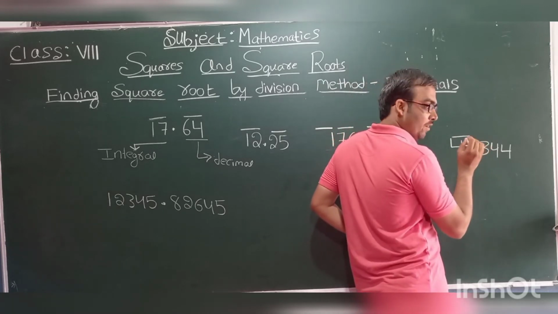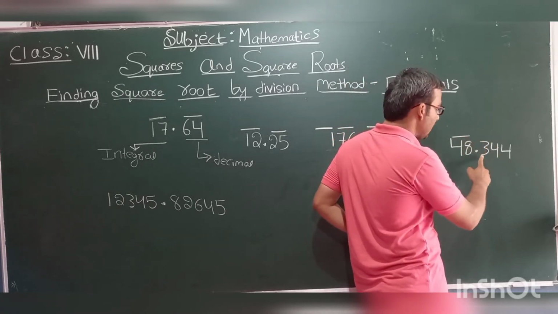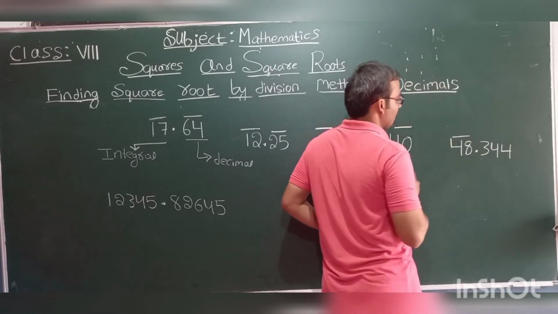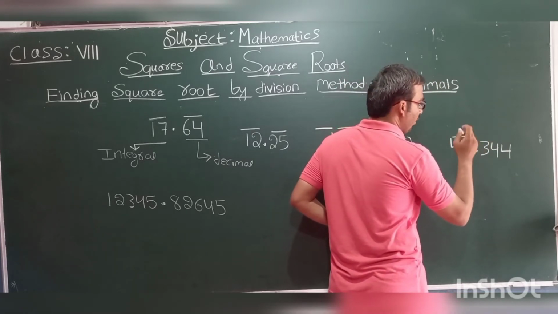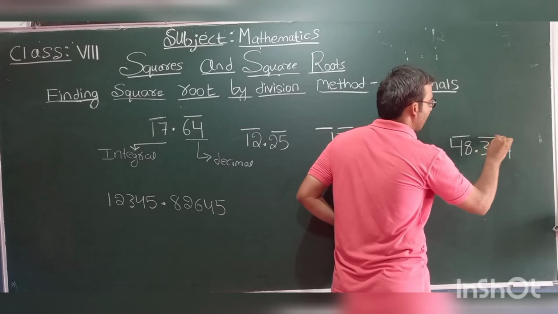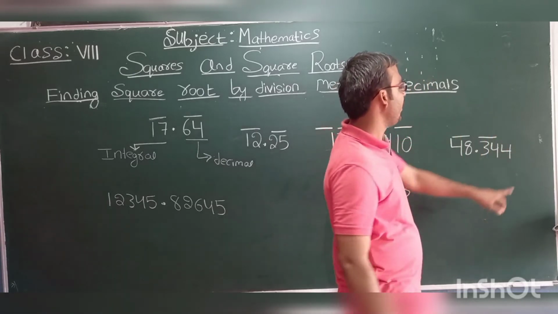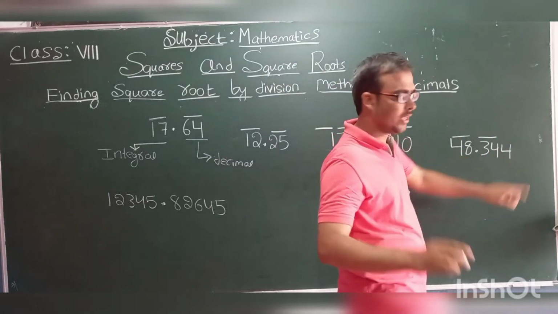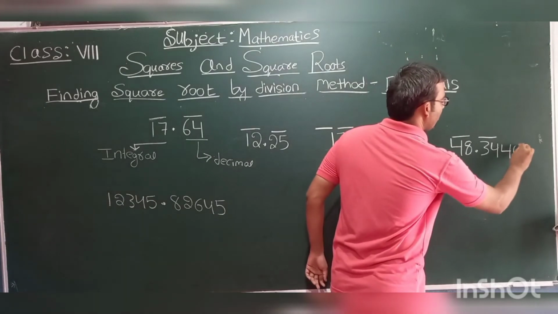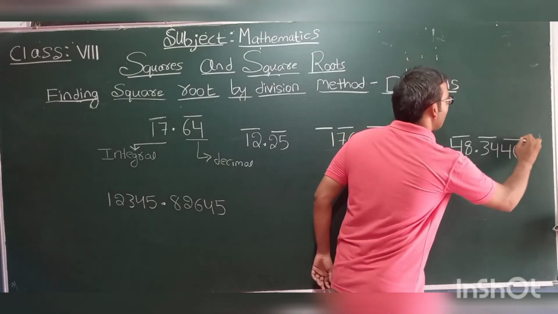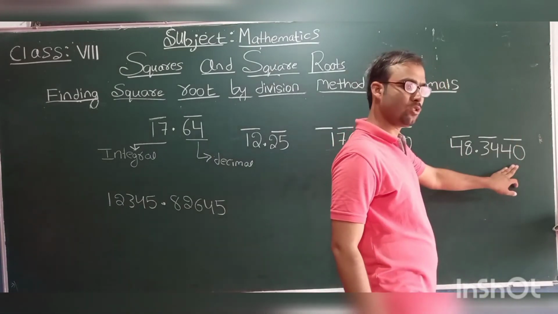So starting from the first decimal place, here the first decimal place is what? 3. Starting from the first decimal place, we need to place a bar over every pair of numbers. Like this. Now here, as only one digit is remaining, take 0 and place the bar over these two numbers.